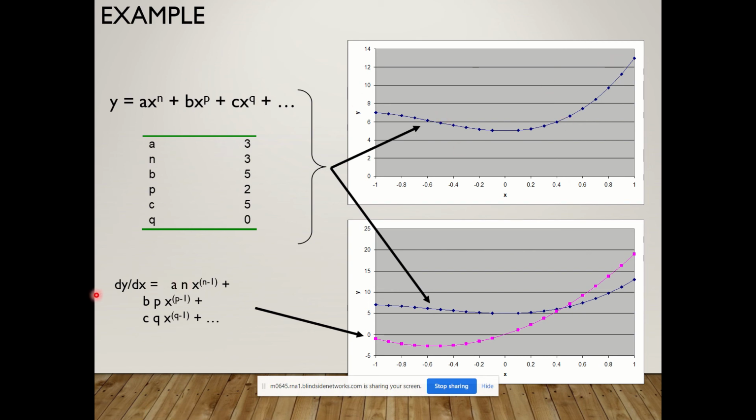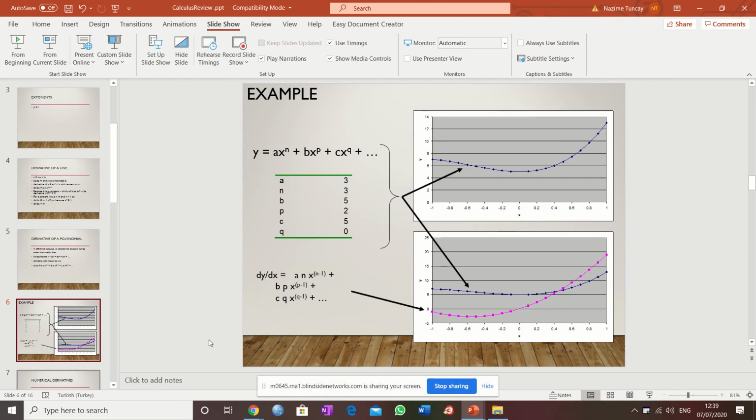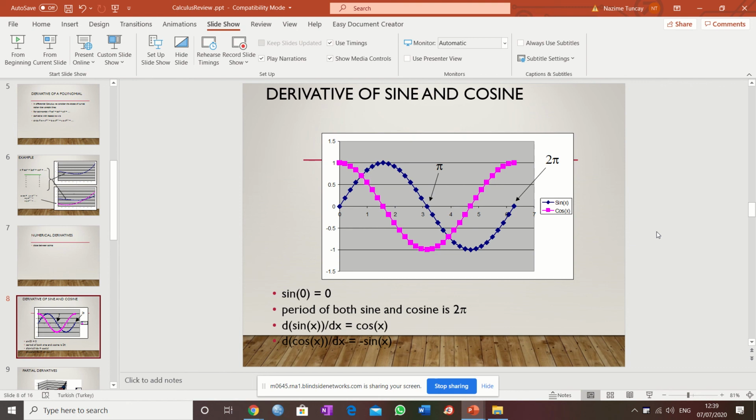And here, when we take the derivative according to x, what happens? We apply the exponential formulas, and it is a multiplied by n x to the power n minus 1, and this line here is the derivative of this polynomial. Okay, so there are numerical derivatives, the slope between points.